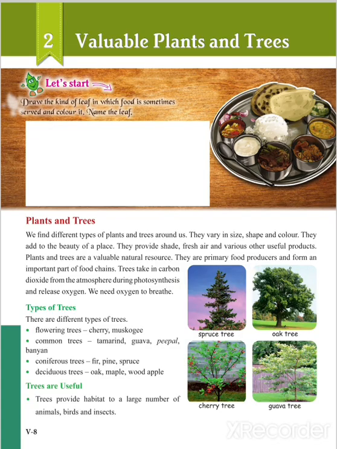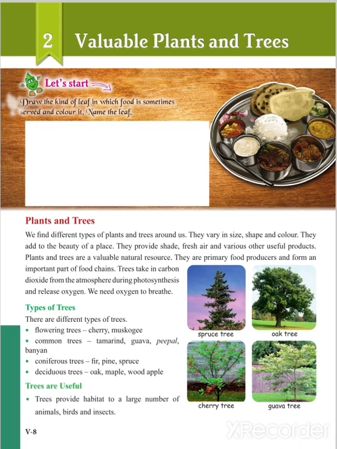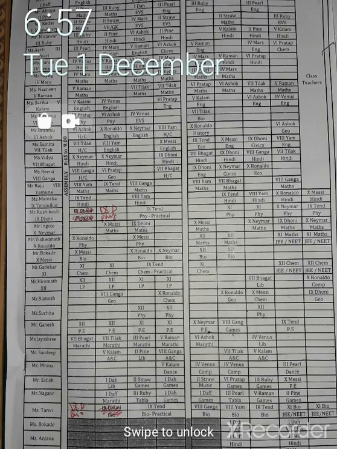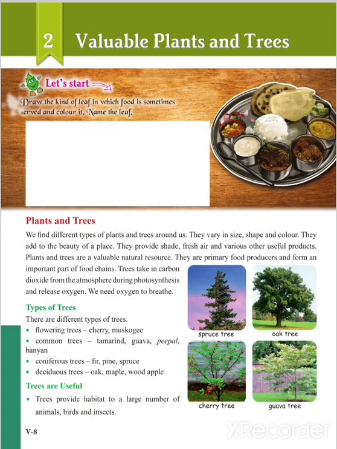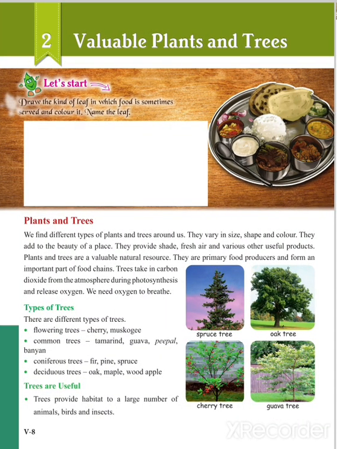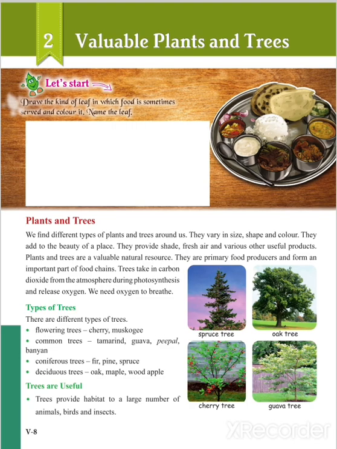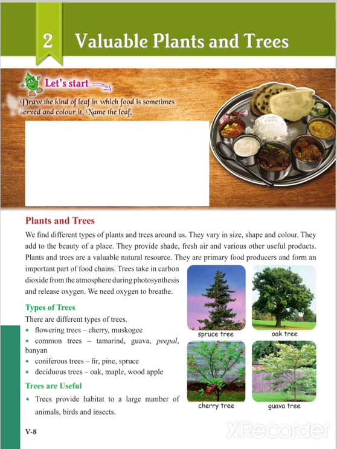Now, how are these trees useful for us? Trees provide habitat to a large number of animals, birds, and insects, as I've told you. Habitat is a natural place where one lives. Like we see, trees are the place where birds build their nests. Many animals stay on the trees, so it becomes a habitat for these animals and birds.